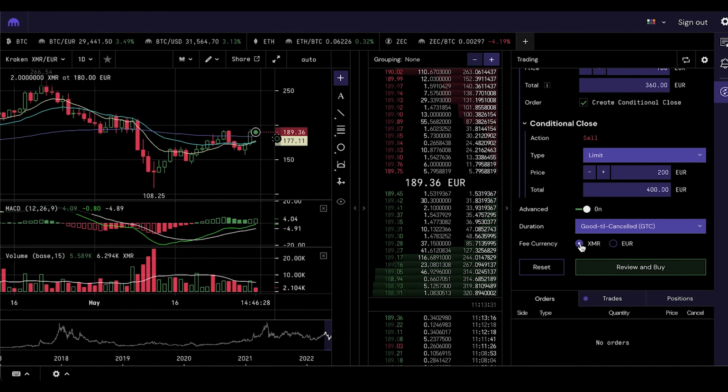And then once you're happy with all the settings you've inputted and the trades, you can just go ahead and press review and buy. And from there you'll review the trades, like what I had done in the market order that I had done previously, and just press confirm buy.